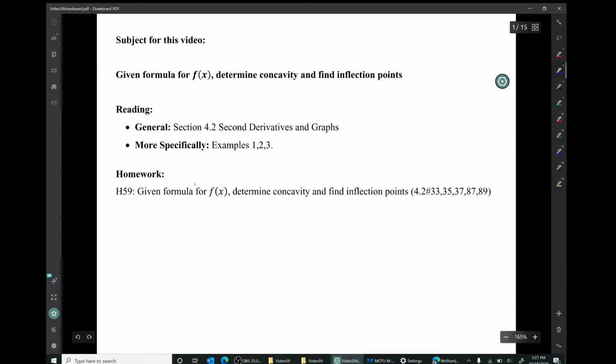This material is in section 4.2 of the book, Second Derivatives and Graphs, and it's similar to stuff covered in the book examples 1, 2, and 3. The corresponding homework is this collection of 5 exercises from section 4.2. In those exercises, you're given a formula for f of x, and you have to determine concavity and find inflection points, and sometimes other things as well.